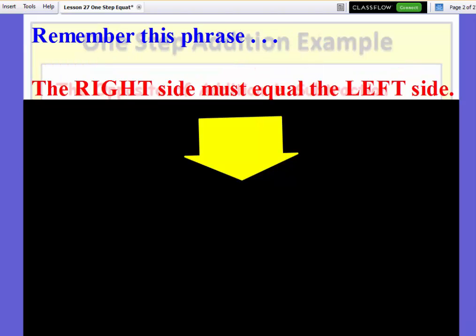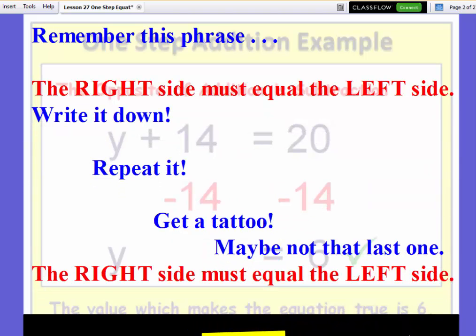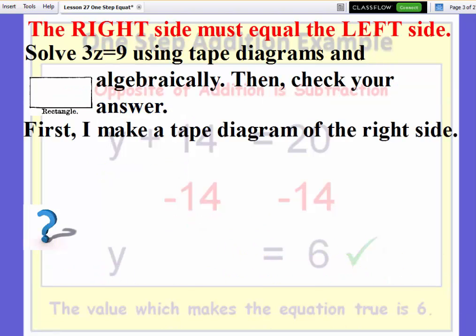Alright, we're going to start with the exact same phrase from yesterday. Our right side must equal the left side. So get some way to remember that. My right side must equal my left side. You can draw arrows to help you remember. You can get that written down in your math notebook, but whatever you can do to remember. Okay, so we're starting with the same thing. My right side must equal left side.